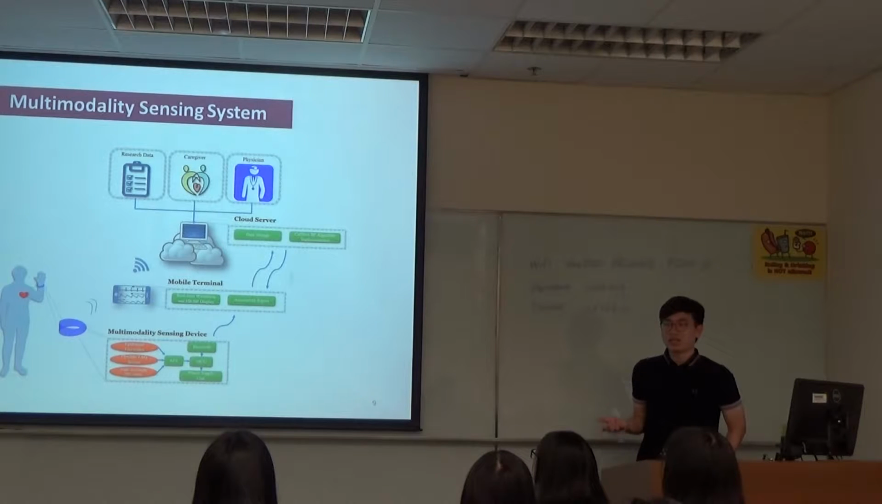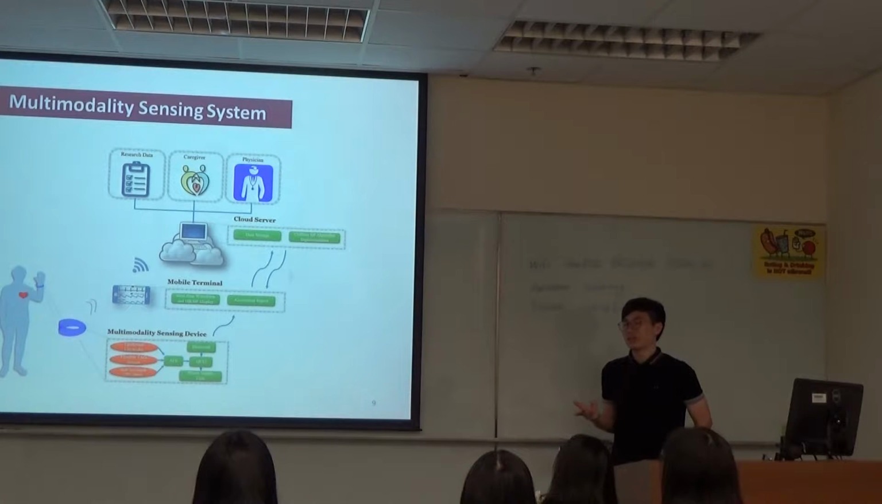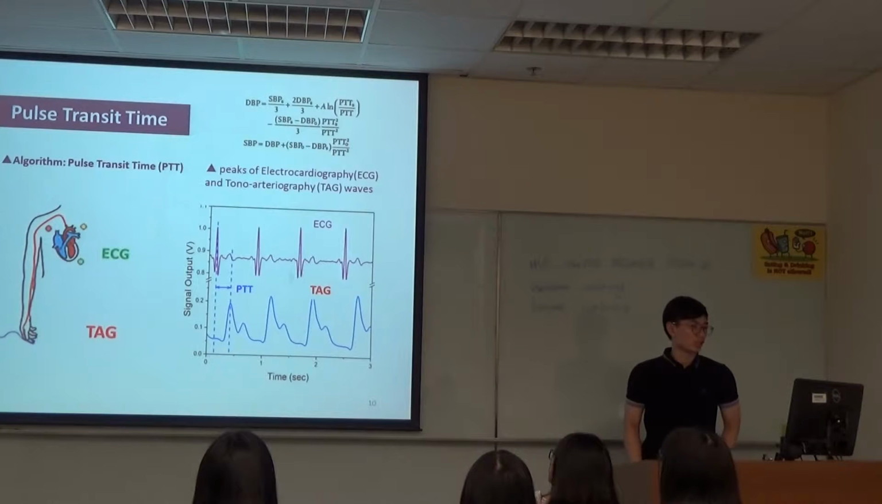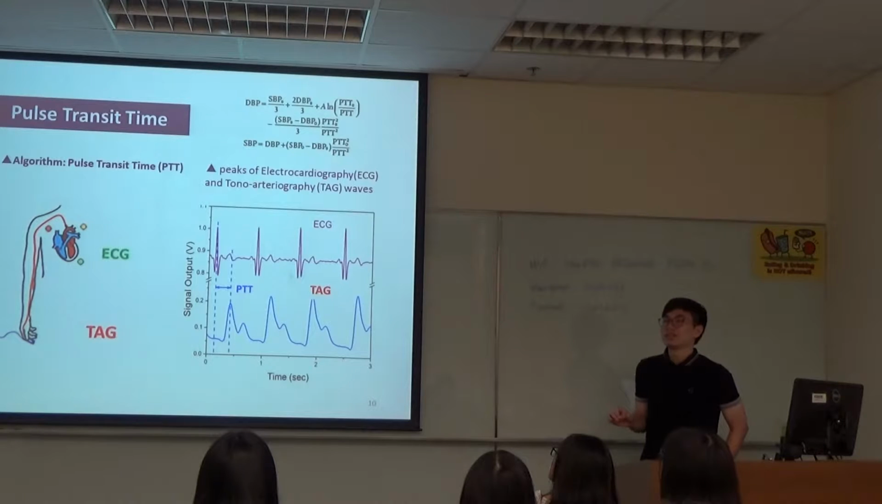Fortunately, our senior PhD students have established an algorithm that can detect the blood pressure, the SBP and DBP, which is called the pulse transition time algorithm. I will not go through this algorithm here because I myself do not know this kind of algorithm well. But the point is, there is a relationship between the pulse transition time and the blood pressure.